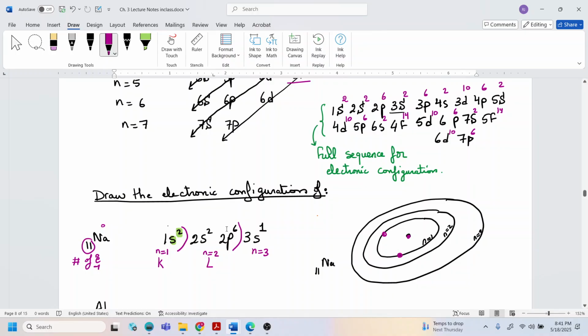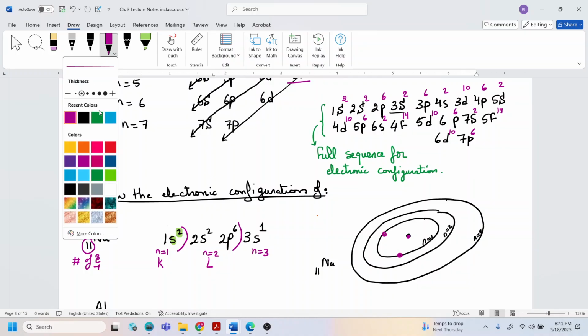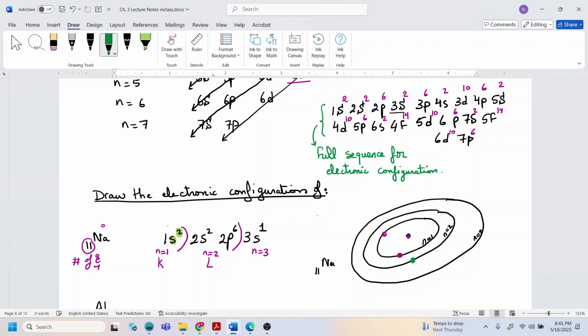So the total number of electrons is 8. So the n equal to 2 has 8 electrons. Let's draw the 8 electrons. So this is going to be 1. This is 2. Just draw them anywhere, just make sure that they are 8. 4, 5, 6, 7, and 8. So the n equal to 2 has 8 electrons in there.